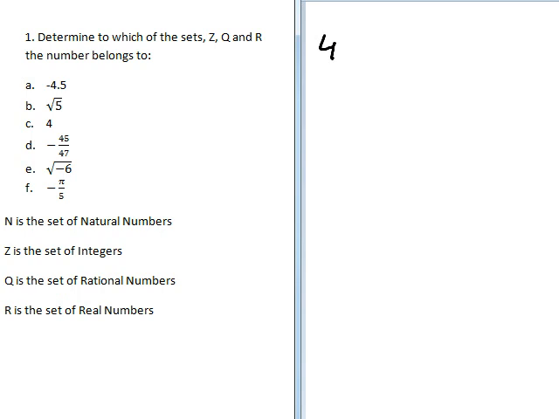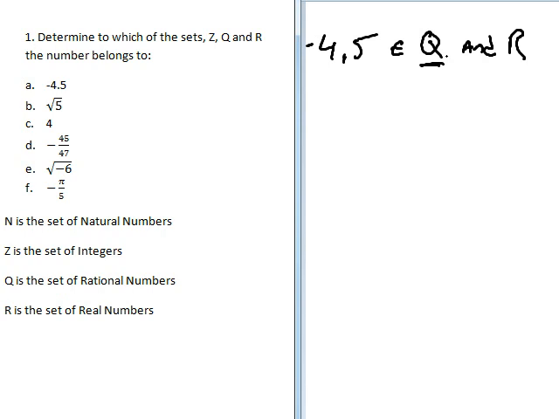So minus 4.5 belongs to the set Q and the set R. Now you can write that out a bunch of different ways. If you even picked just the set Q, I was quite happy. So that's for the first one.